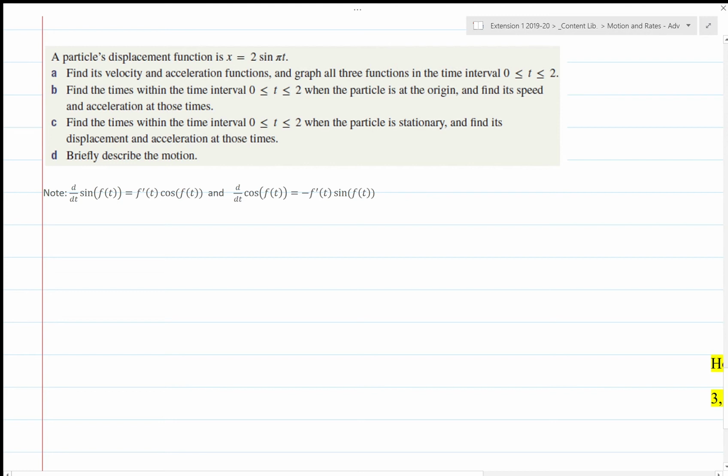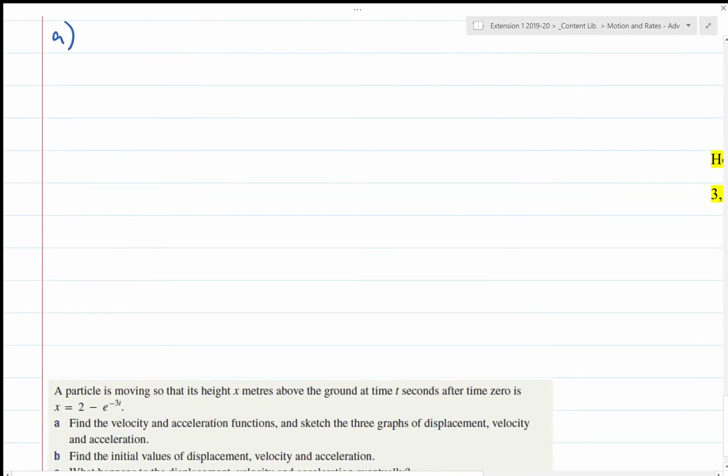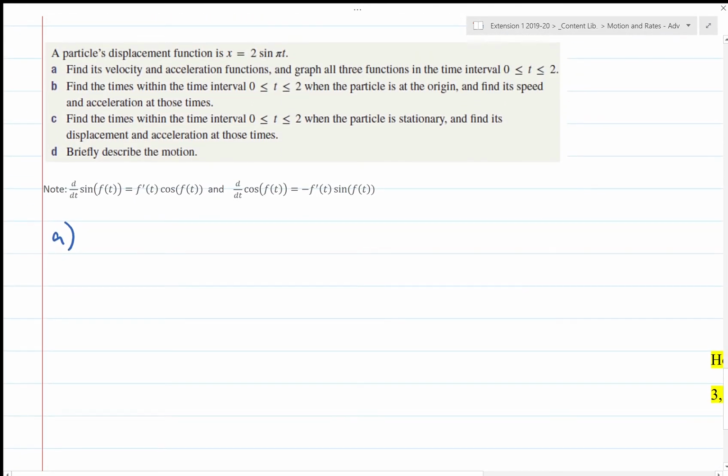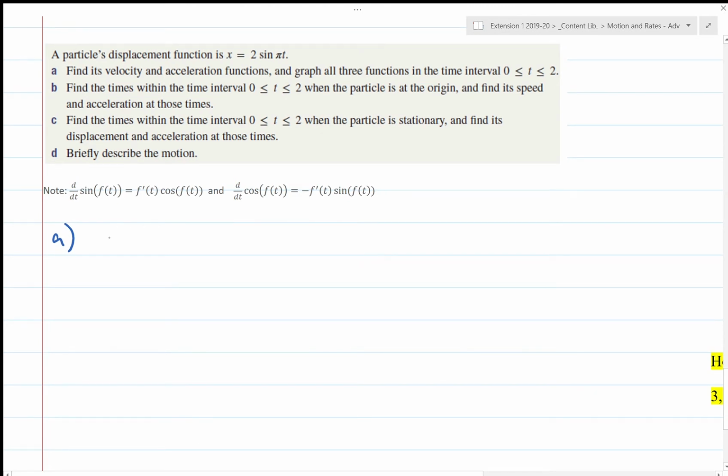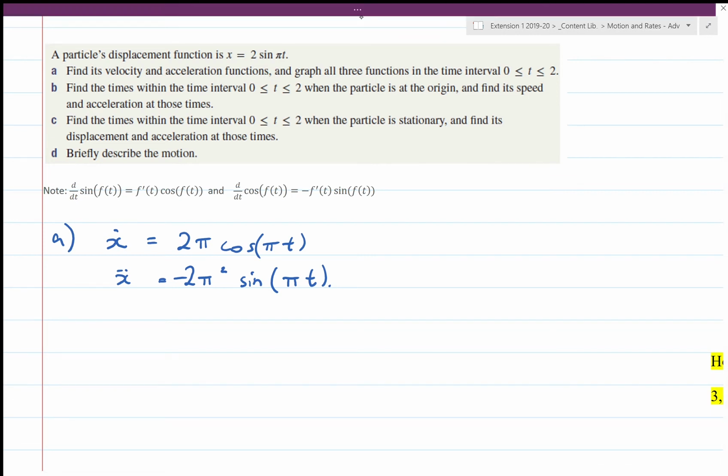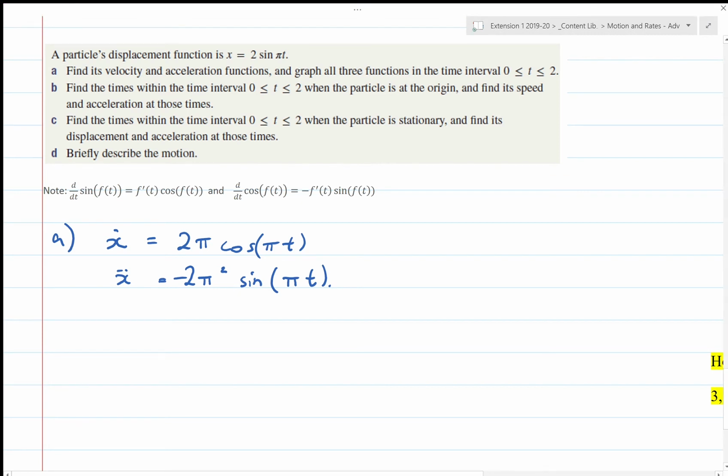Next one, yeah, this is why we stopped, right? So I think I asked you to do this yourselves, didn't I? Oh well, here we go. So we've got a particle with that displacement function. Find its velocity and acceleration. So x dot, derivative of sine is cos, so 2 pi cos t. X double dot is negative 2 pi squared times sine pi t. So graph all three functions in that time interval. All right, so the period of the function is 2, hence the domain we've been given.